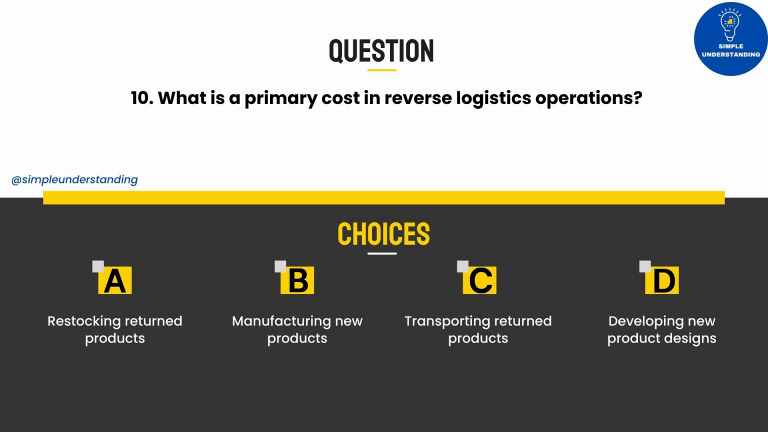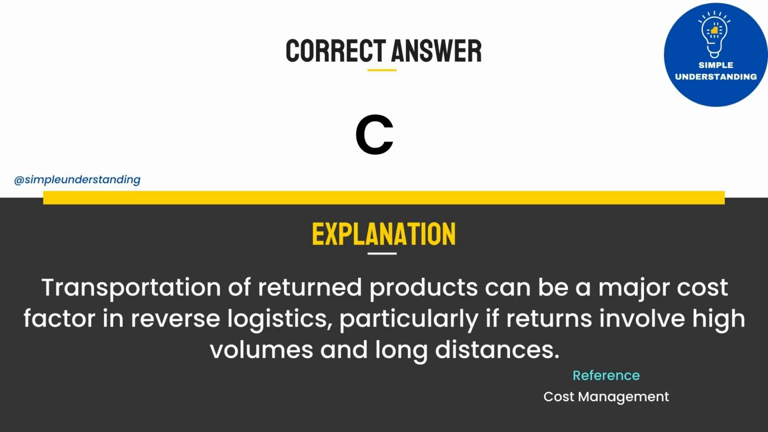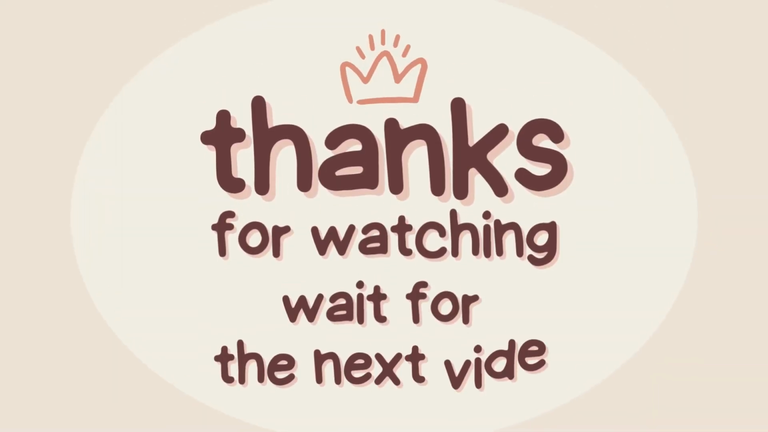10. What is a primary cost in reverse logistics operations? A. Restocking return products. B. Manufacturing new products. C. Transporting return products. D. Developing new product designs. Correct answer: C. Overall explanation: Transportation of return products can be a major cost factor in reverse logistics, particularly if returns involve high volumes and long distances.